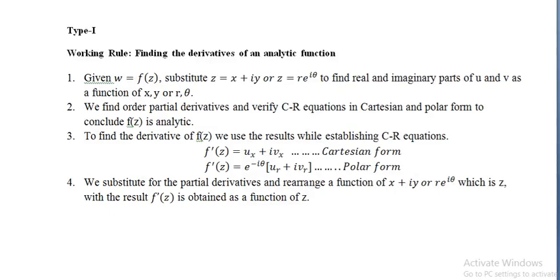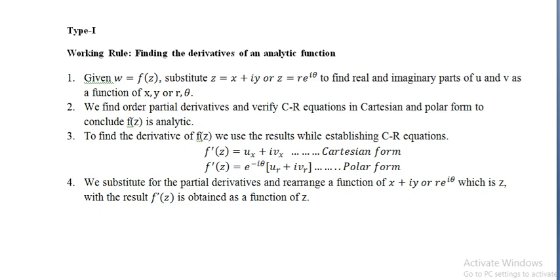Welcome back to module number 1, complex variable. In the previous video, we proved the Cauchy-Riemann equations in Cartesian form and polar form. Today we will be solving examples on Cartesian and polar form. That is type 1 example.